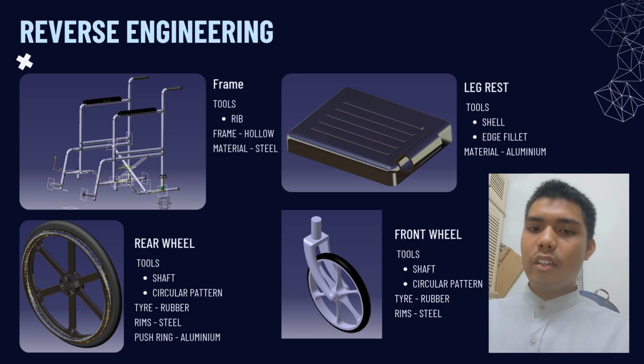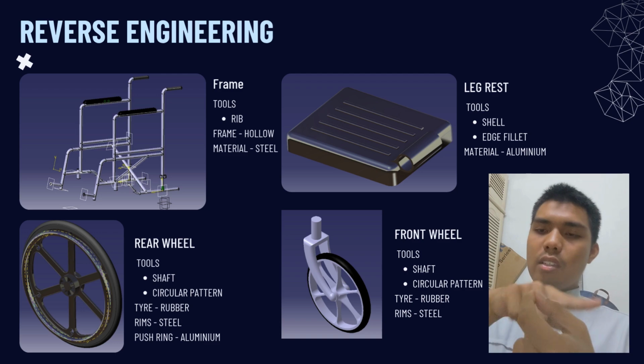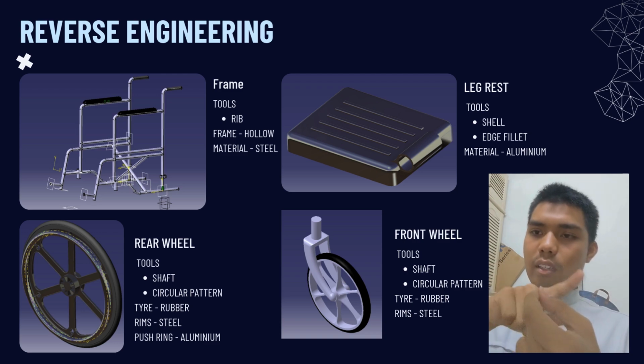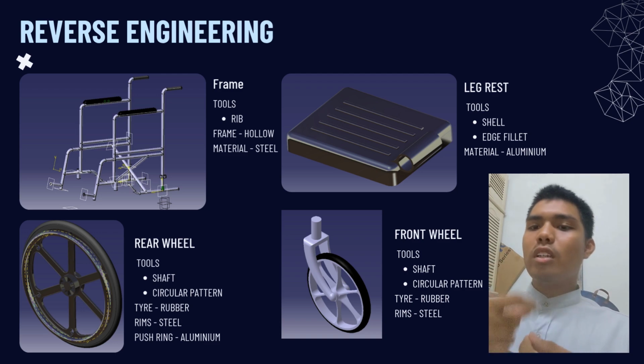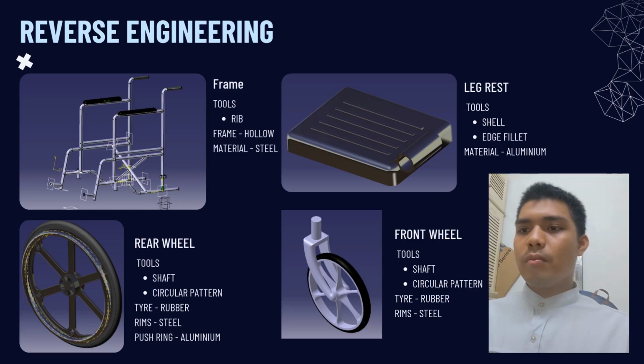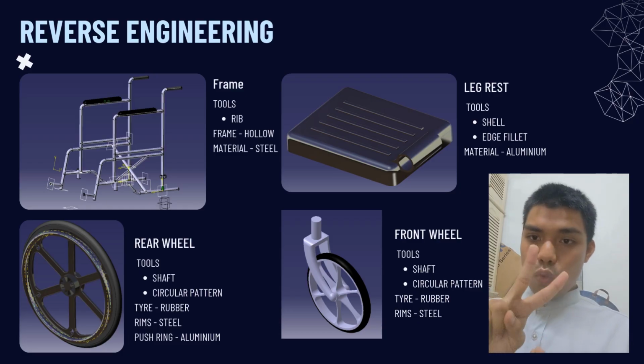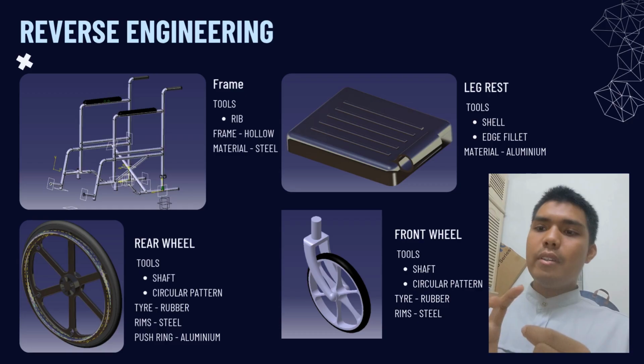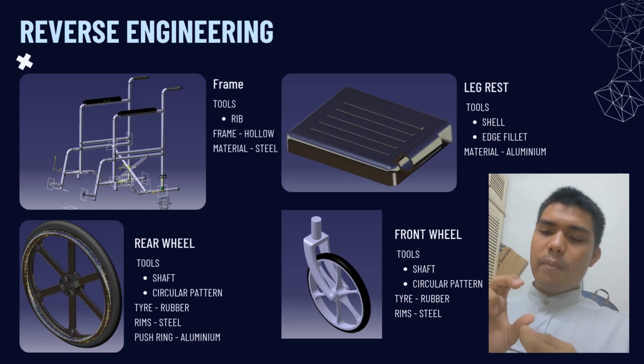The material for the leg rest is aluminium. And the last one, we use front wheel. This front wheel is the same as a real race wheel. We use a shaft to make a circular rubber tire and circular metal for the rims. You can see that they have two materials: rubber for the tire, and steel for the rims.